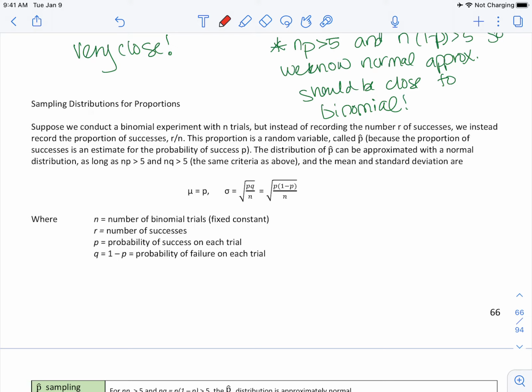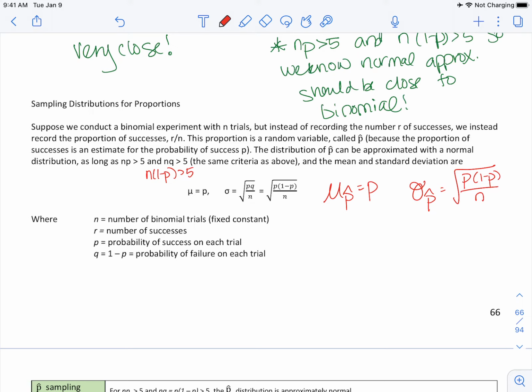The same criteria as above. I'll rewrite that one with 1 minus p. And the mean and standard deviation are: mu is equal to p. So we would say our mu of p hat is equal to p. And our sigma is equal to the square root of p times 1 minus p divided by n. So again, our sigma of p hat is equal to the square root of p times 1 minus p divided by n.